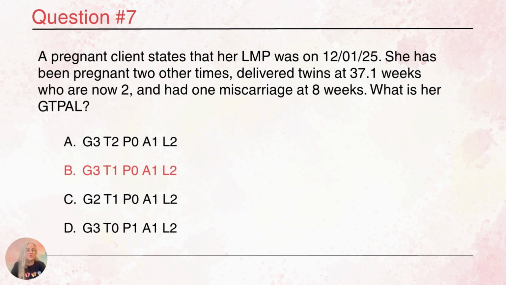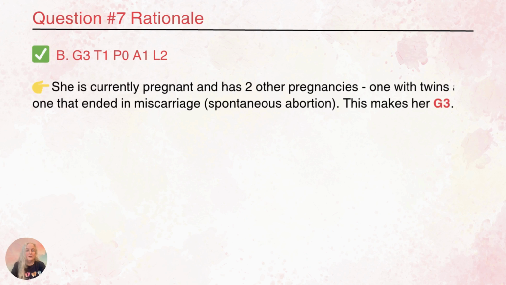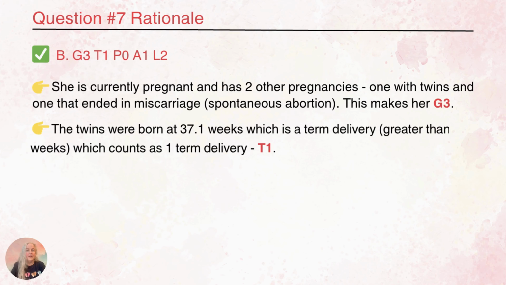The answer for this is G3, T1, P0, A1, and L2, and we're going to look at how this breaks down. So she's currently pregnant and has had 2 other pregnancies. One was the twins and one was the miscarriage. This makes her a G3. The twins were born at 37.1 weeks, which makes them a term delivery because they're greater than 37 weeks gestation. So this counts as 1 term delivery. So T1.